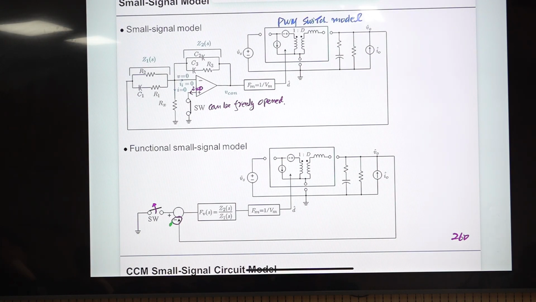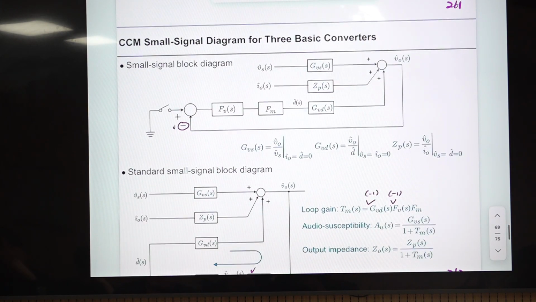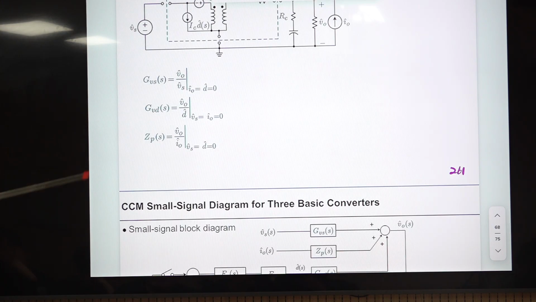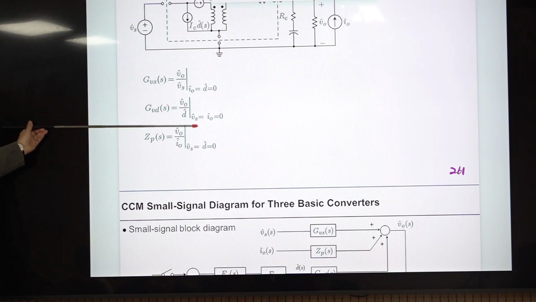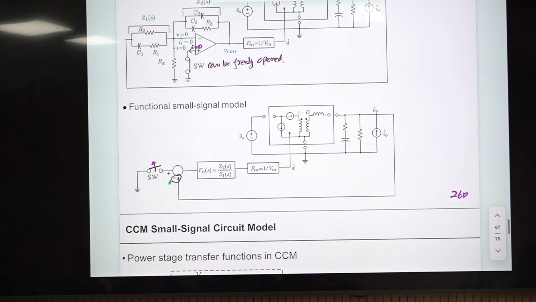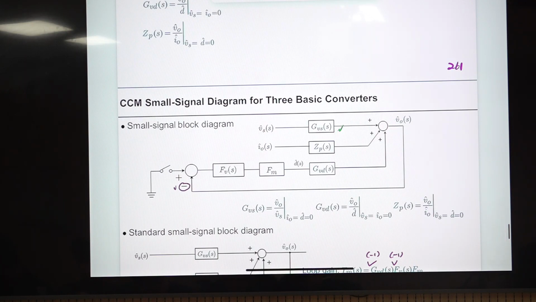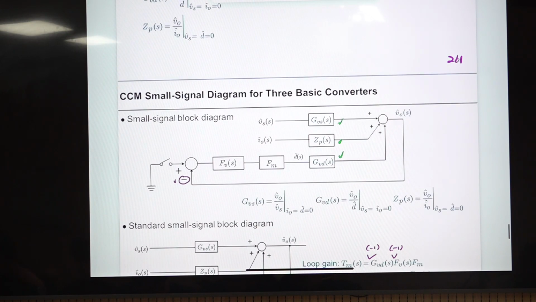Some students have a question why this circuit model is the same as this block diagram. We derived this to make both figures the same, okay? Because we derived this in this manner, this functional block and this circuit diagram are exactly the same. That was our intention. So we derived in that way these three functional blocks of the power stage, okay? And this is the definition of this power stage.